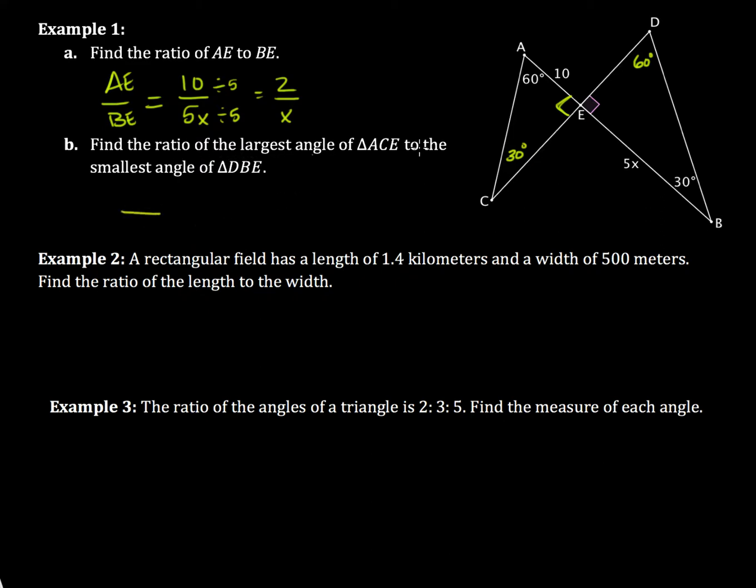So the largest angle of triangle ACE, that's 90. That's going to go on top of my fraction. The smallest angle of triangle DBE, that's 30. So now I want to, again, simplify this. I can divide both the top and the bottom, in this case, by 30, and that'll give me 3 over 1.